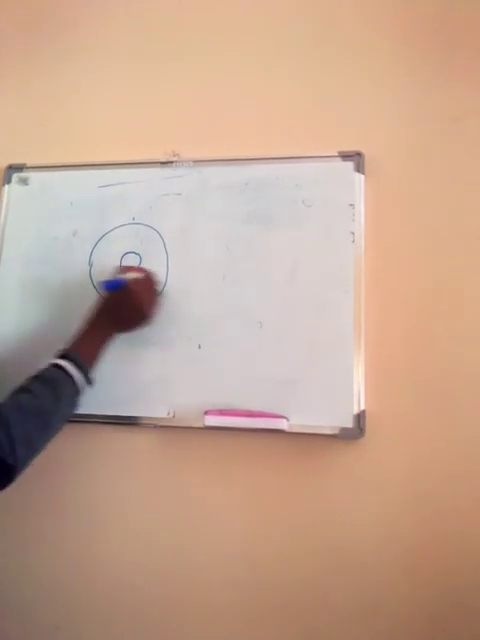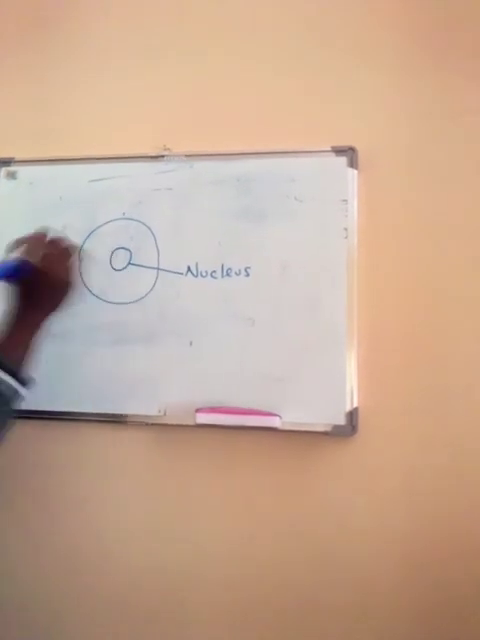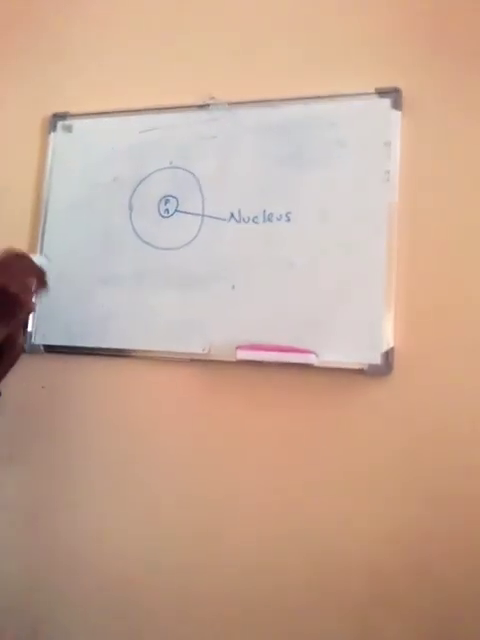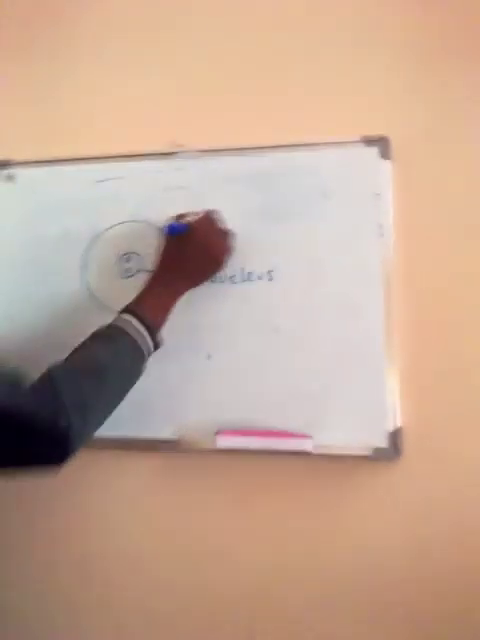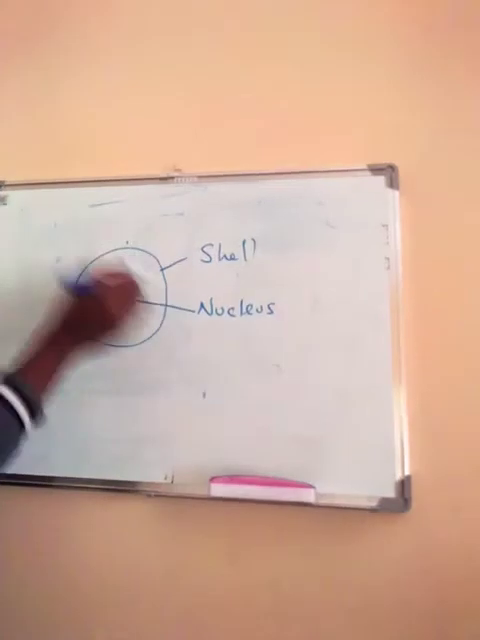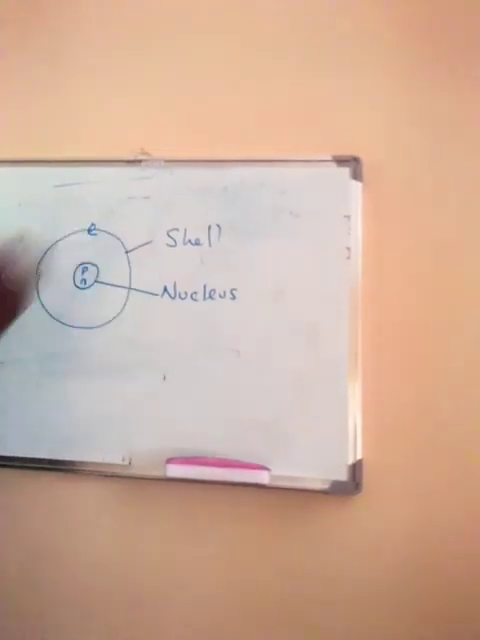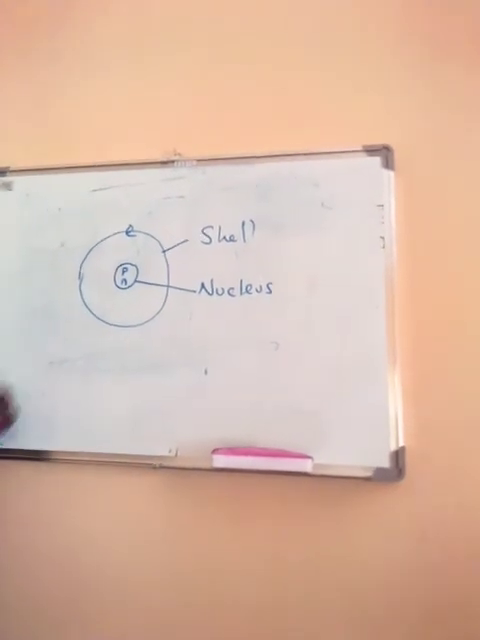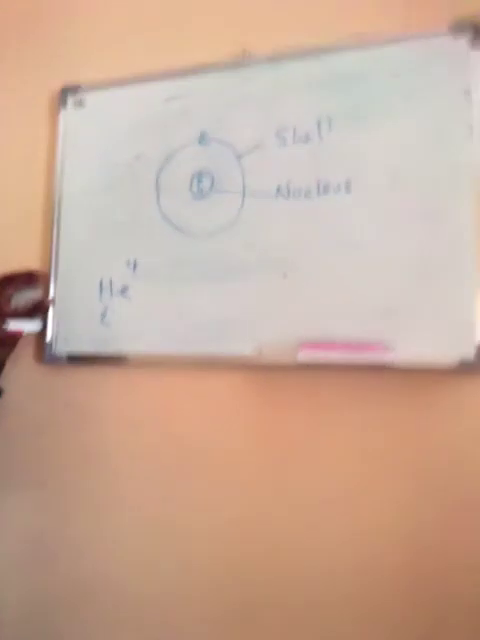If this is the nucleus, the nucleus contains two fundamental particles, that is the protons and the neutrons. And this nucleus is surrounded by the shells. The shells also have what are known as electrons. Earlier on, when we had helium written with 4 on top and 2 down there, this number is representing the number of protons.